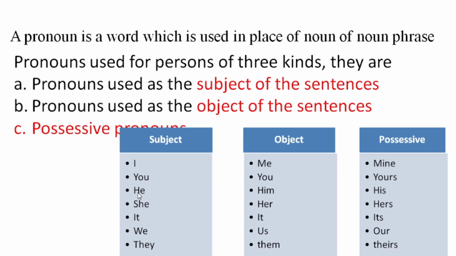The pronoun he in the place of subject, him in object, and his in possessive. She becomes her in the object, and in possessive hers. It in the subject, it in the form of object, and its as possessive. Now we as a subject of the sentences, us as an object, and in possessive, our. They in the subject position, them in the object place, and theirs in the possessive.